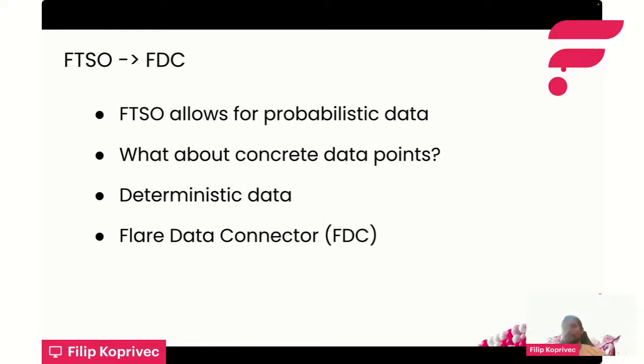And this is where Flare Data Connector comes in, because it allows you to attest, through the network of validators, which are the same as data providers, that a specific data point has been seen out of chain. This specific data point can then be used on blockchain, being sure that everybody has seen it and they're all attesting that it is the same.